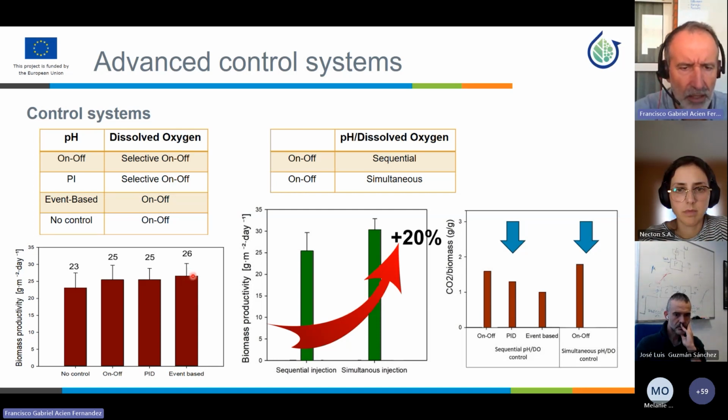Today, the simultaneous control of pH and dissolved oxygen allows us to increase the productivity of this system by up to 20% with respect to older strategies.